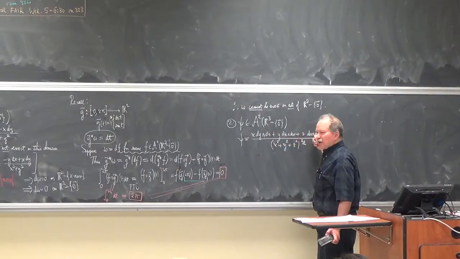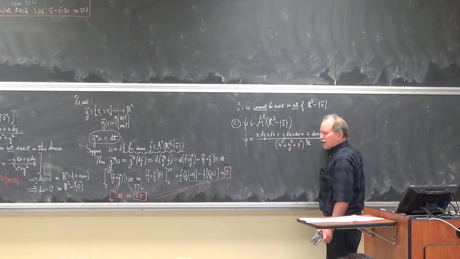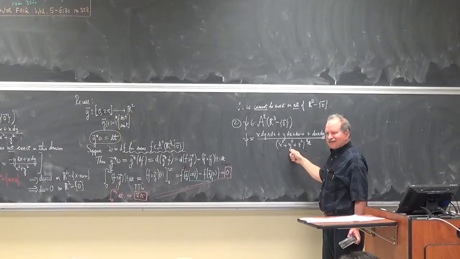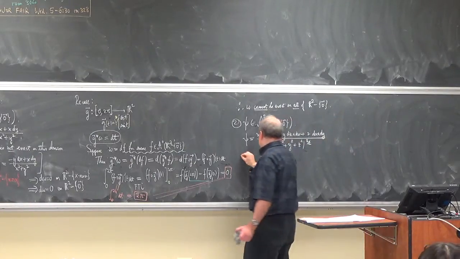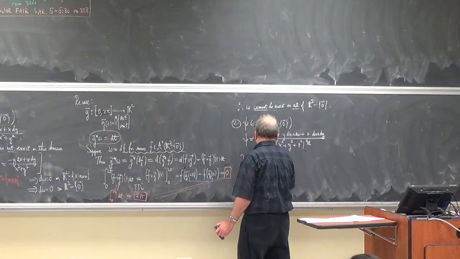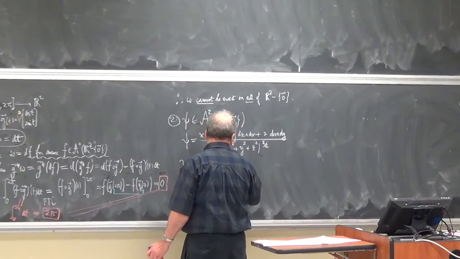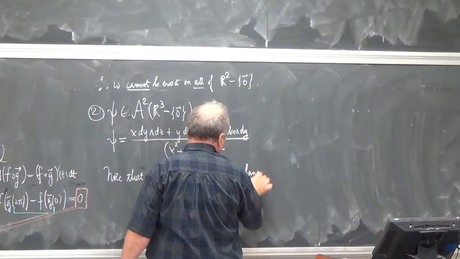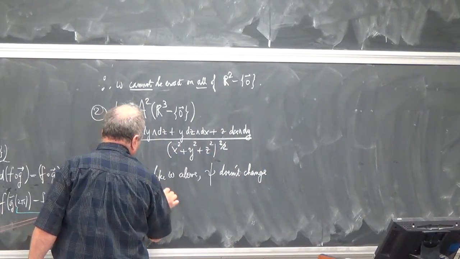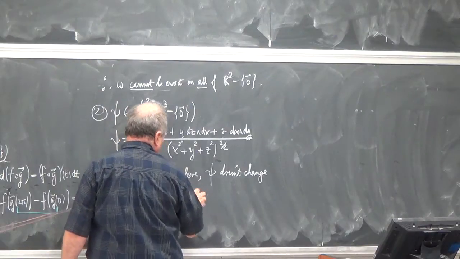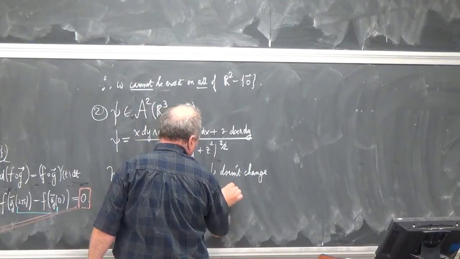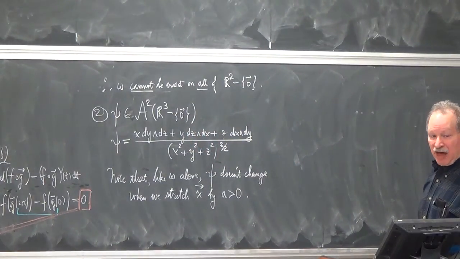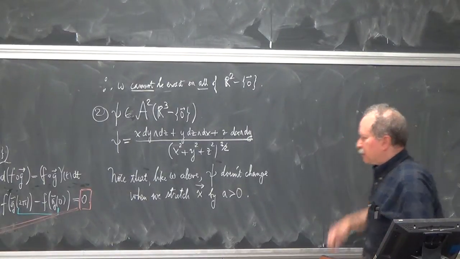If you scale x, y, and z by A, what happens in the numerator? You get an A cubed. What do you get in the denominator? A cubed. So notice that, like omega above, C doesn't change when we scale the x vector by a positive scalar. If we only scale one component, that won't work, then it messes up. Okay, I'm scaling the whole vector.